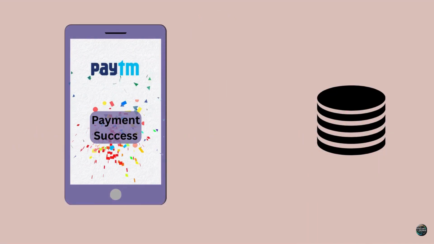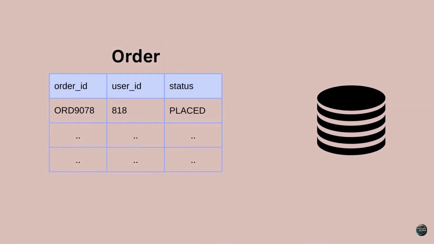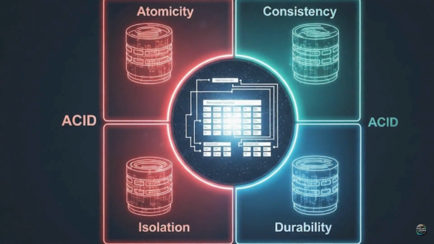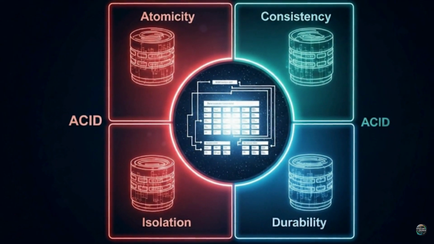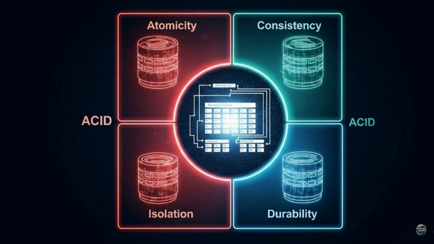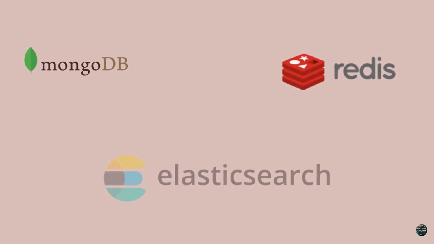Once payment is successful, we save your order in the database. The backend will insert a row in the order table in Postgres or MySQL, like this. We use relational databases here because they support ACID, meaning the data will always be correct, even if something crashes halfway. Sometimes other databases are also used: MongoDB for flexible data, Redis for caching order status, Elasticsearch for admin dashboards and search.